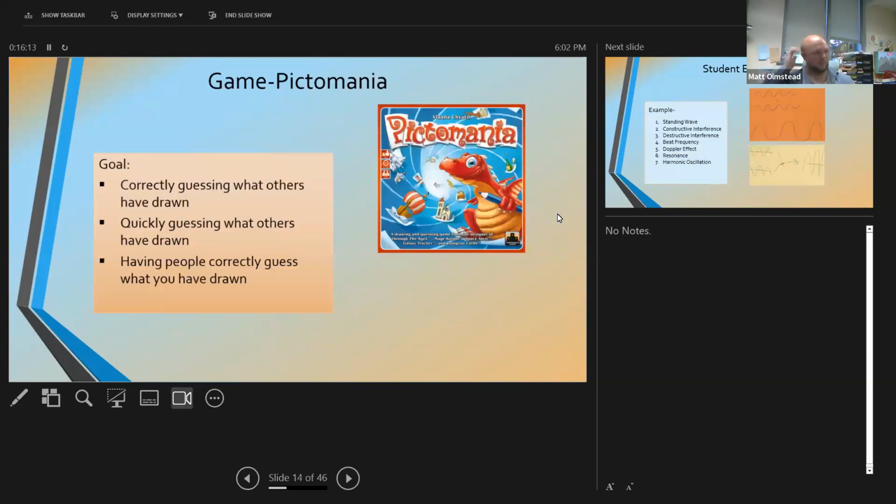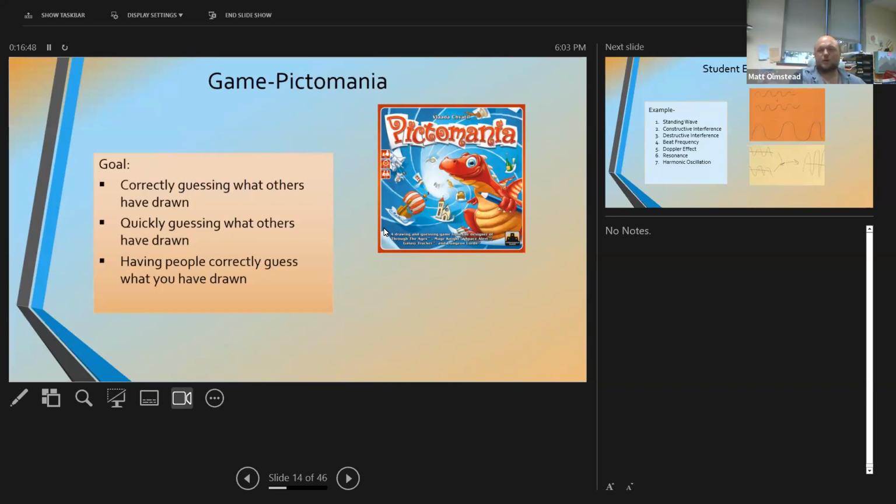So the last one I want to talk about, the last couple minutes, is the idea of Pictomania. I'm not going to explain this full game, but just know in this game, you're going to get points for correctly guessing what other people have drawn. You're going to get points for quickly guessing what they've drawn. And you're all drawing at the same time, which means you're also going to get points for people correctly guessing what you've drawn, right? And so you want to be drawing this quickly, and you're also looking at everybody else. So the big thing about this is everybody's doing it at the same time, okay?